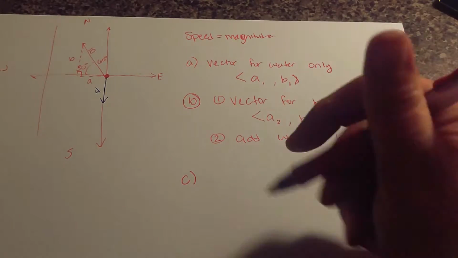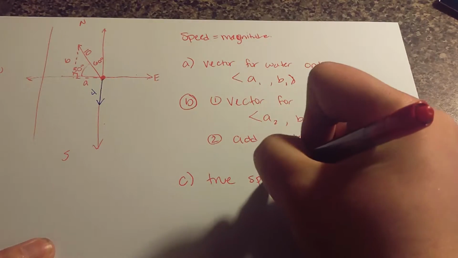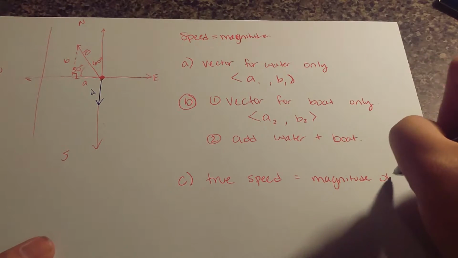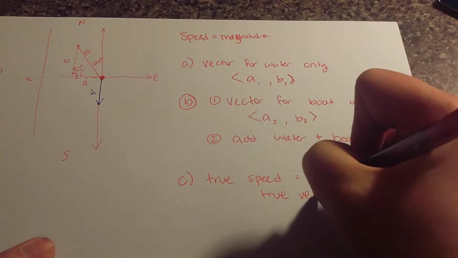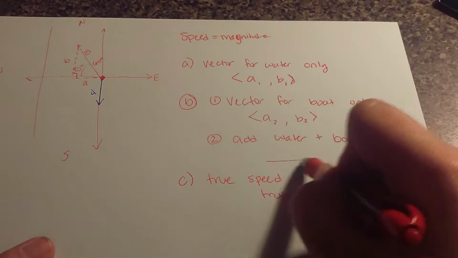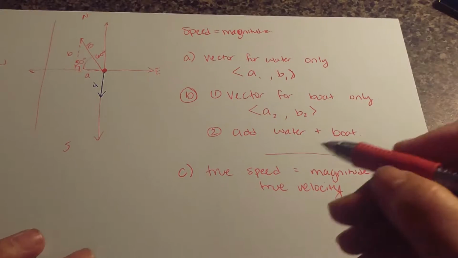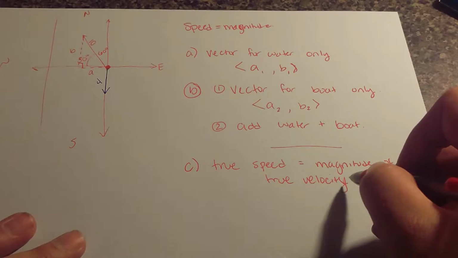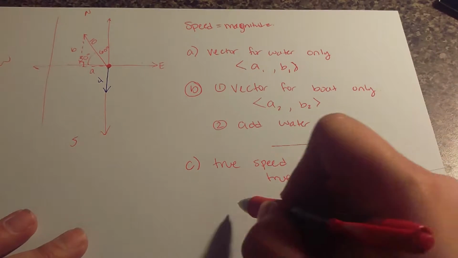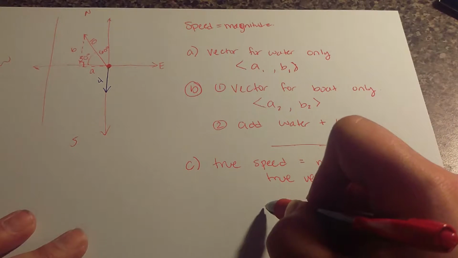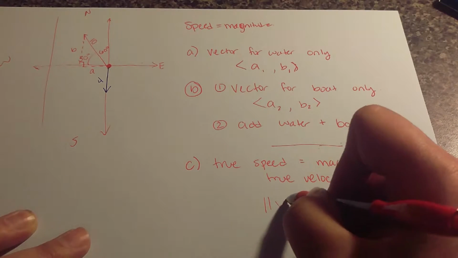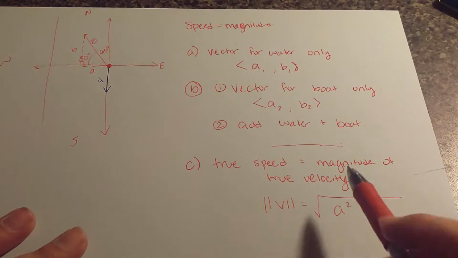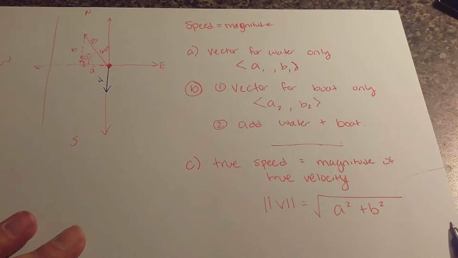So true speed means magnitude of true velocity. You were just asked for true velocity, so that would be whatever vector you got in part B. You just find the magnitude. Remember, magnitude is the length of the hypotenuse of the triangle formed with these two legs. So you've got your A and your B, and we just use the Pythagorean theorem to solve for the length of the hypotenuse. This was our formula, with A and B coming from the vector you got in part B.